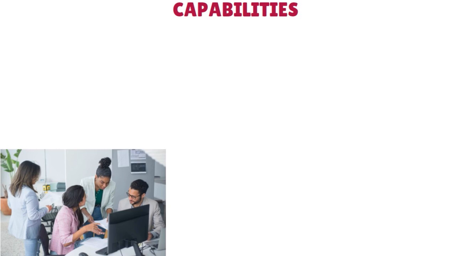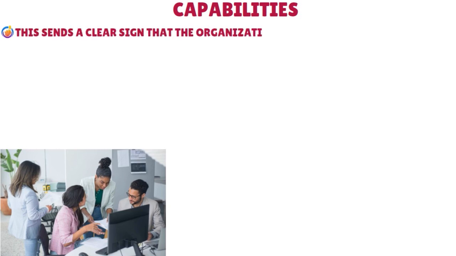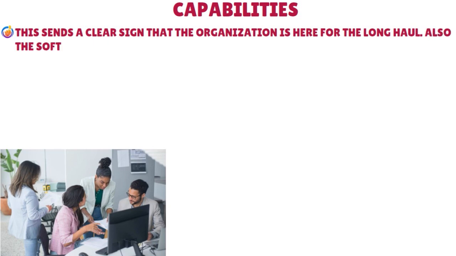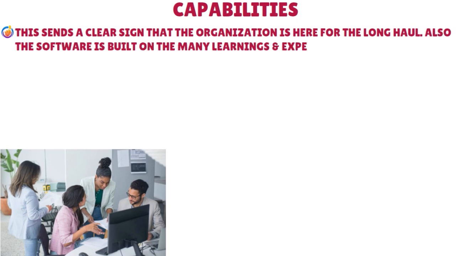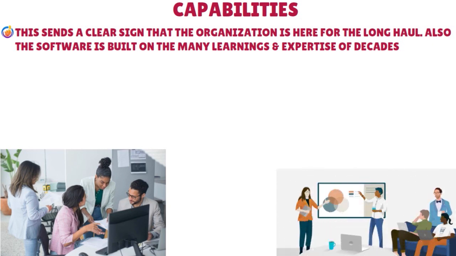So when evaluating automation software for your business, especially proposal software, don't take a risk on anything unproven. Instead, look for a tenured software company that's demonstrated that it can adapt to changing compliance requirements and market pressures. There are a lot of brand new tech companies in the RFP space, but longevity is important when choosing a proposal software. This sends a clear signal that the organization is here for the long haul. It also means that the software is built on the many learnings and expertise of decades in the proposal software space.